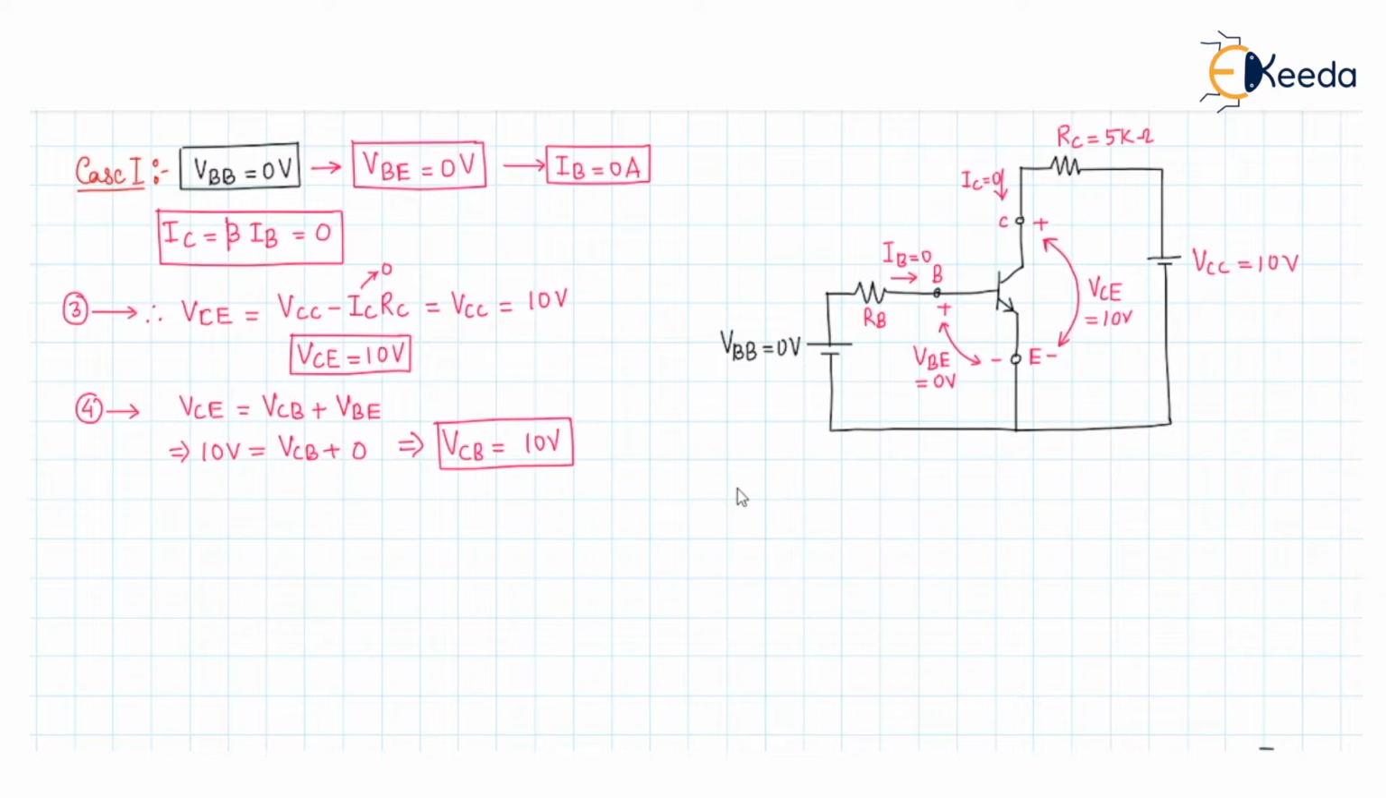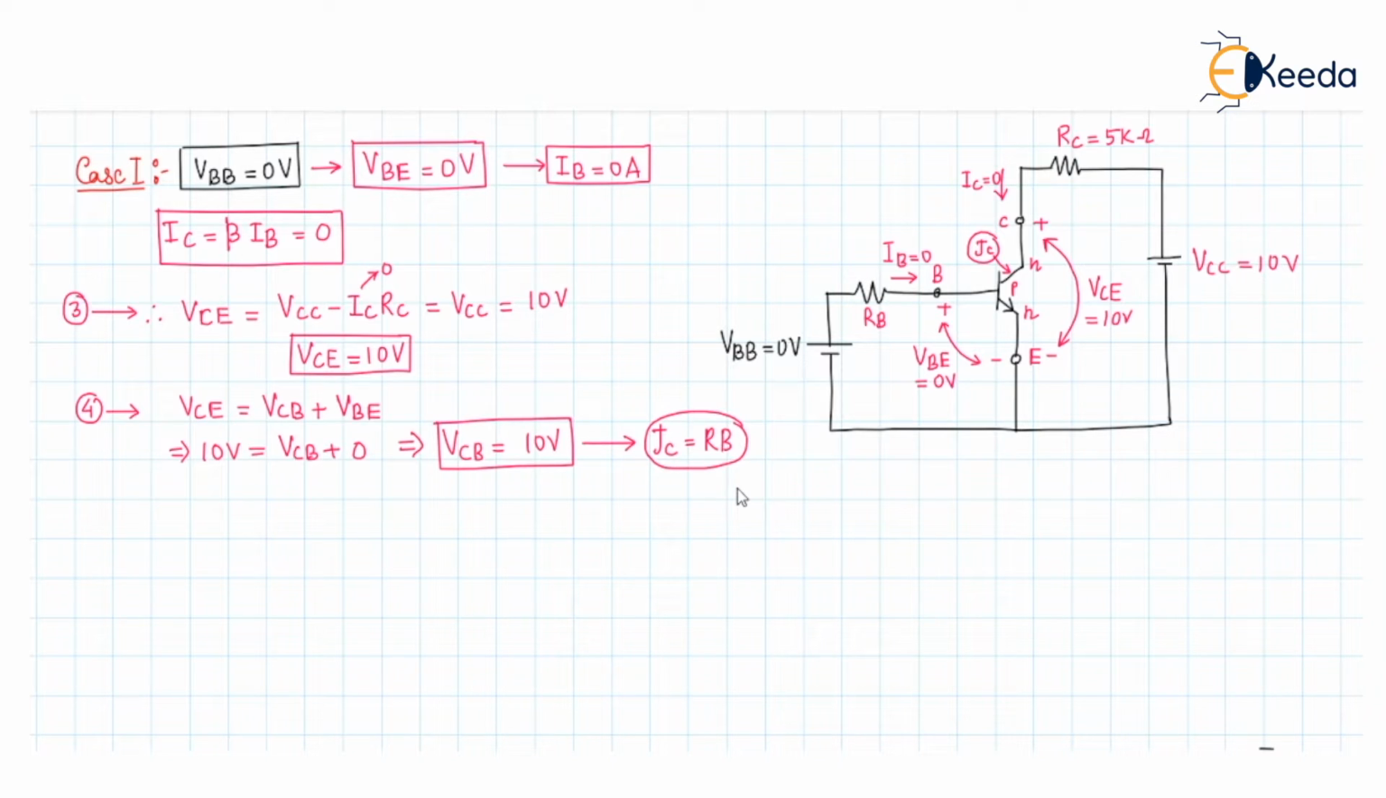Since the VCB is 10 volt, we can say that the collector is at a higher potential than the base, and this is my NPN transistor. So here it is the JC junction, and this JC junction is now at reverse bias.